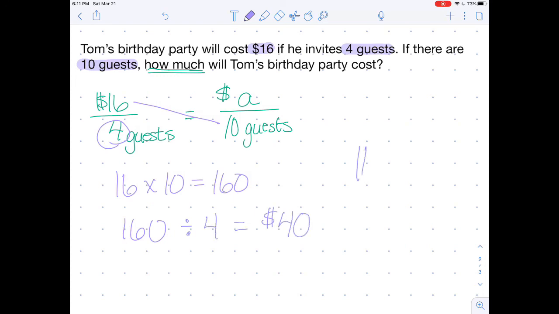So it will cost $40 for Tom's birthday party if he invites 10 guests. So that is how to set up proportions to use them to solve story problems.